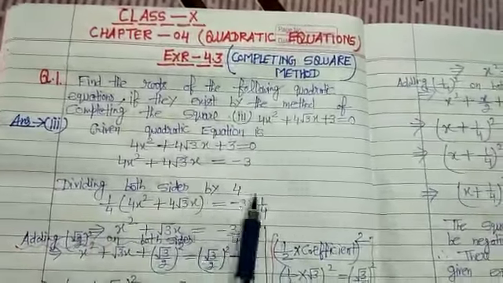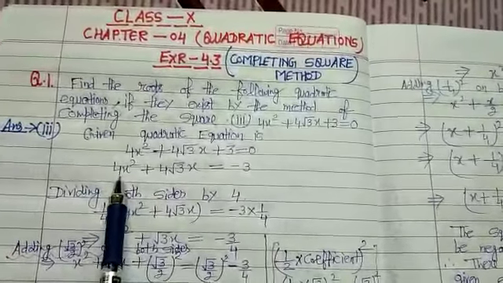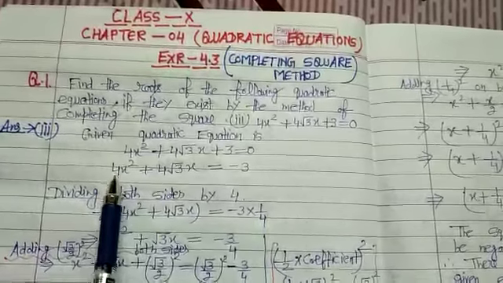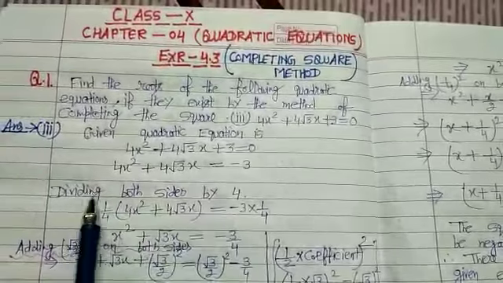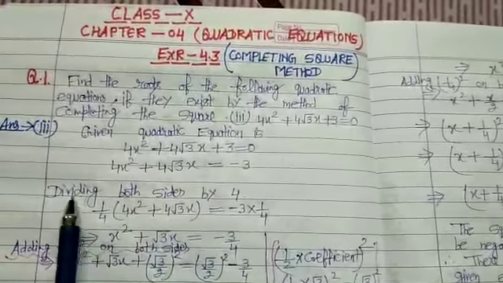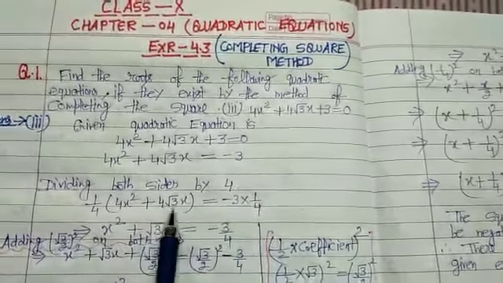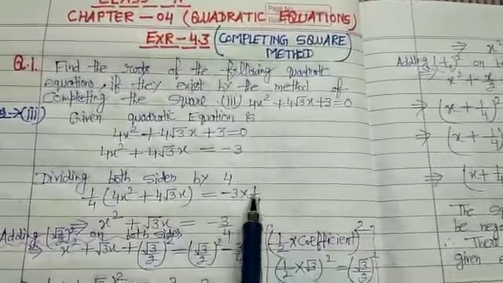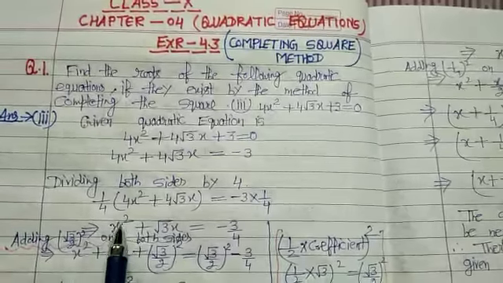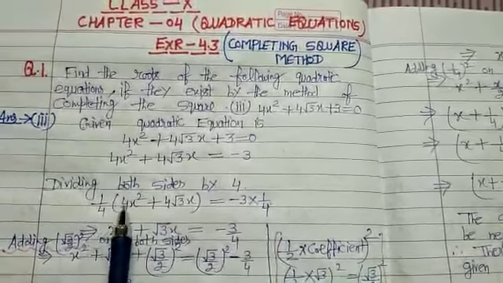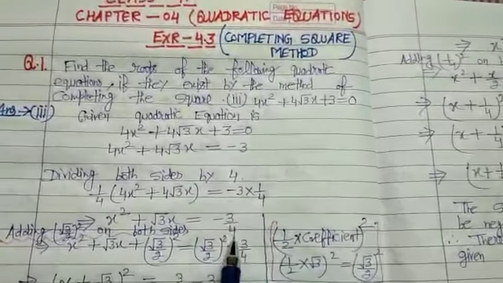Now the second step is we have to make the leading coefficient unity. Unity means 1, so we have to make it 1. The leading coefficient is 4 here. So how will it become 1? When we divide it by 4, or we can say multiplying both sides by 1 by 4. I am writing here dividing both sides by 4. So 1 by 4 into 4x square plus 4 root 3x is equal to minus 3 into 1 by 4. So it becomes x square plus, the 4 and 4 cancel out, root 3x is equal to minus 3 by 4.